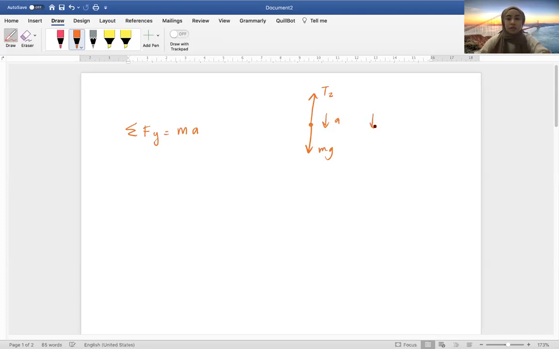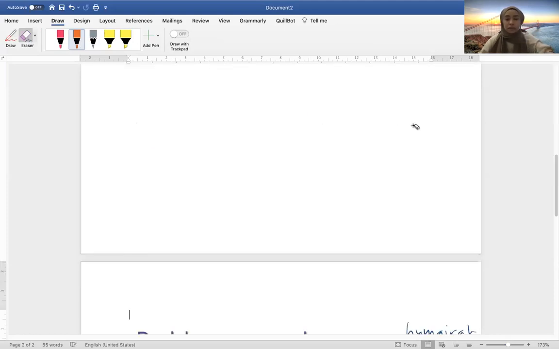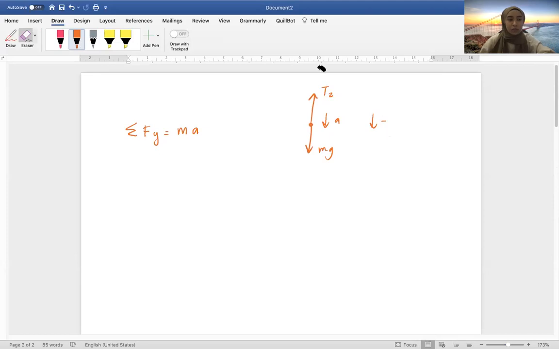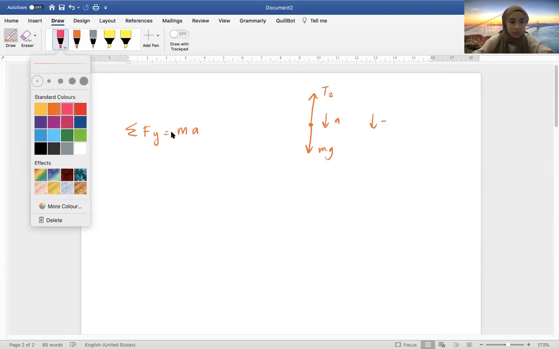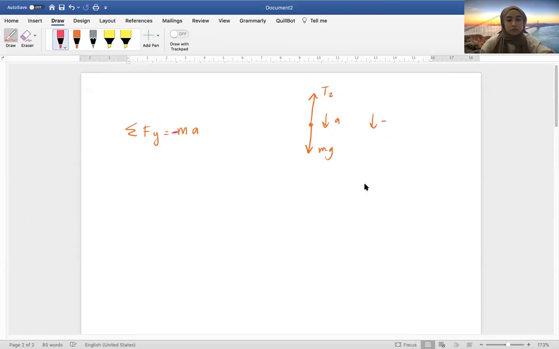If I want to say going down is negative, I can do that. If I want to say going down is positive, that's also possible. But here, Nick Norlina said her MG is negative. So it means that her going down is negative. So she's the one who decided that. So this MA becomes negative as well. She said MG is negative, so MA also has to be negative because A is going down.